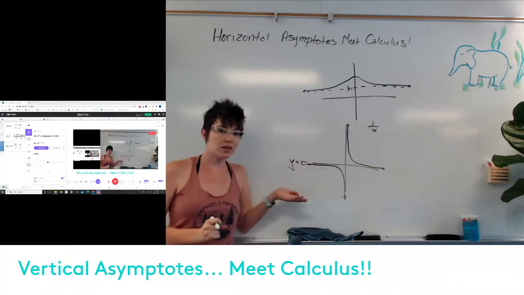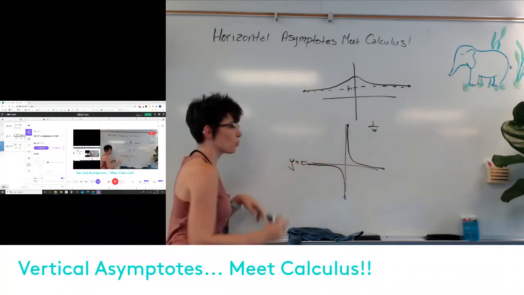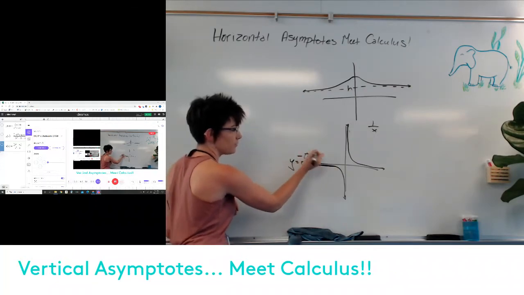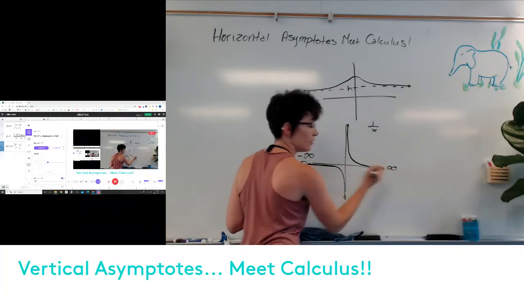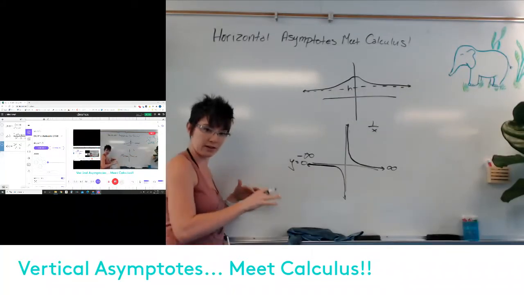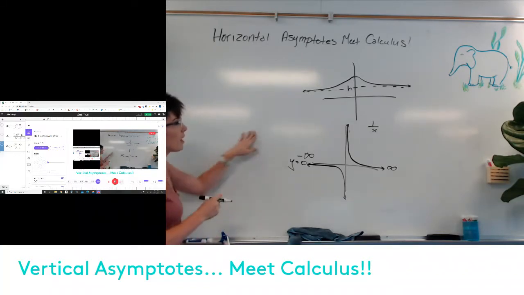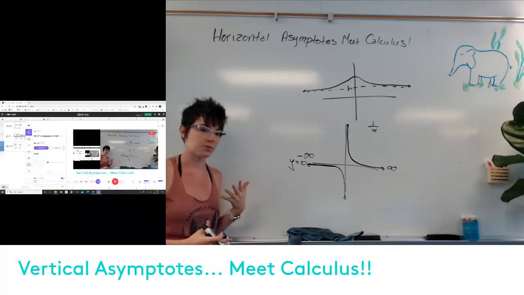And so horizontal asymptotes are just these values that your function tends towards as it continues out to negative infinity or as it continues out to positive infinity. Can you guys start feeling the limits happening already? All right. So let's talk about when we have different situations with horizontal asymptotes.